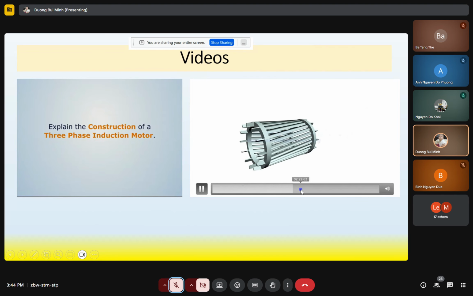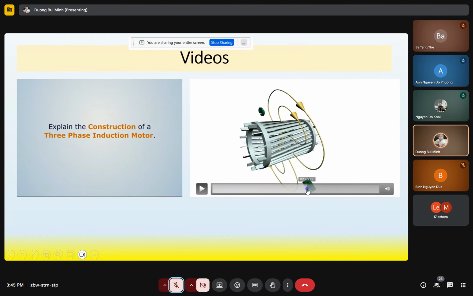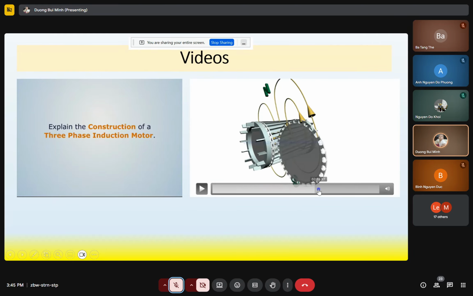Okay. This is the squirrel cage rotor. Because we have the conduction bars and the end rings, we can get the induced voltage and generate rotor current. After that, we can get the rotor rotating magnetic field.